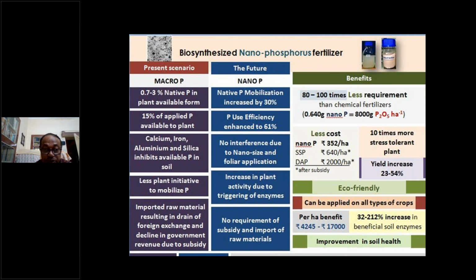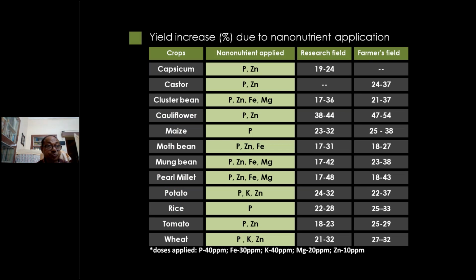In terms of Indian rupees, we have calculated a per hectare benefit of 4,000 to 17,000 rupees, and a 32 to 212% increase in beneficial enzyme activity and improvement in soil health also. So in all ways we can help plants if we shift to a nano fertilizer instead of chemical fertilizer.